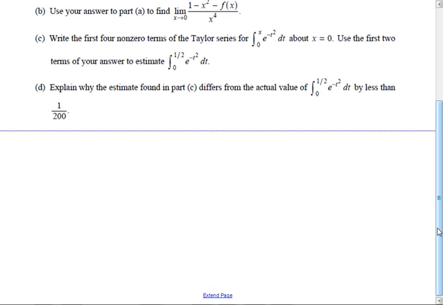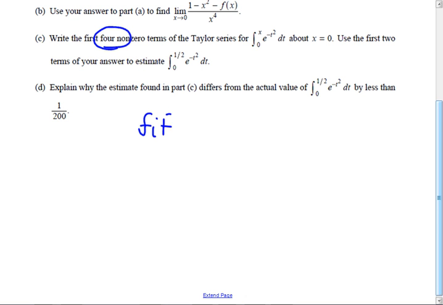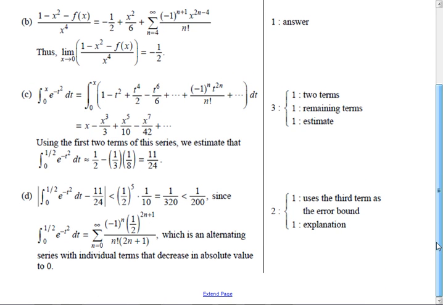It says explain why the estimate found in part C differs from the actual value by less than 1 over 200. How many terms do we use? We use the first 4, so we need the 5th term at 1/2. And that will be less than 1 over 200. Got the answers right here. I just don't know what the 5th term is.